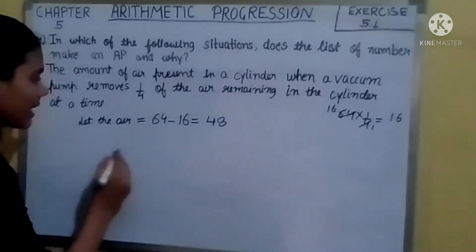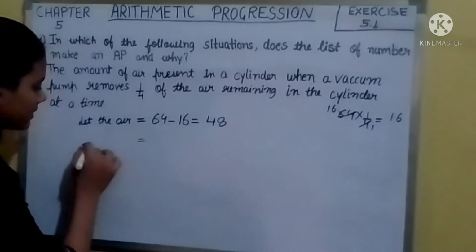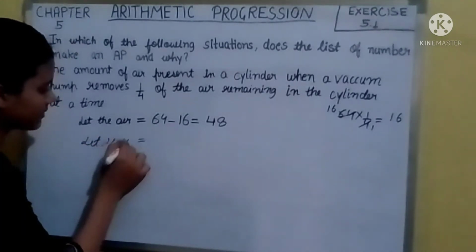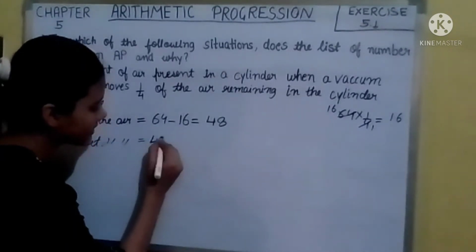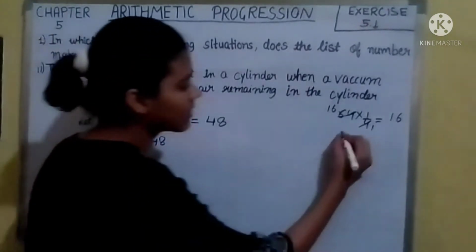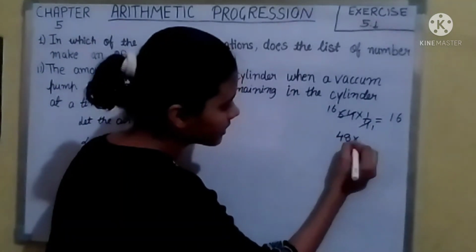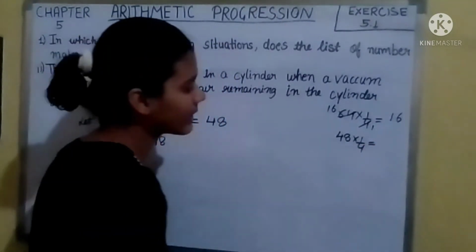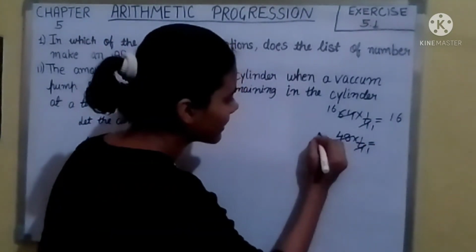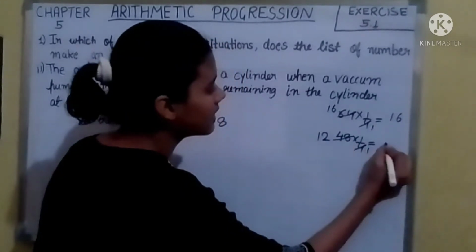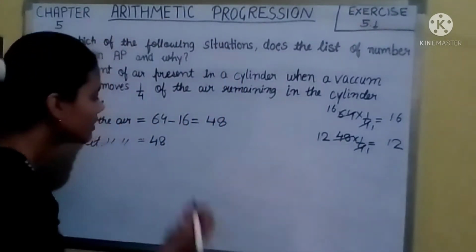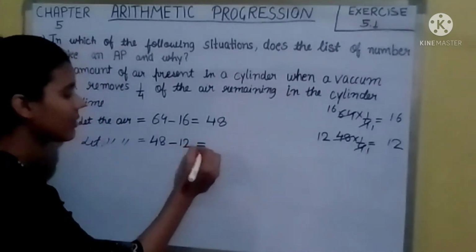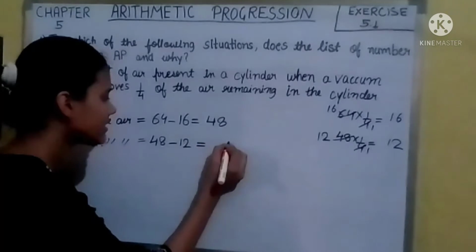Now how much amount is left? 48 liters. So 48 into 1/4, now we will remove the 1/4 part of 48 liters. So 4 ones are 4 and 4 twelves are 48, so 12. So from 48 when we reduce 12, what we will get is 36.